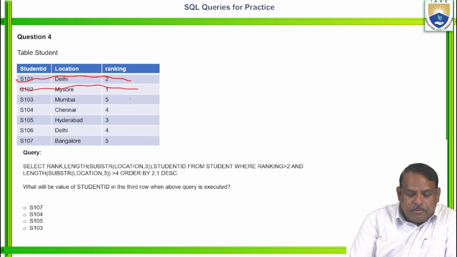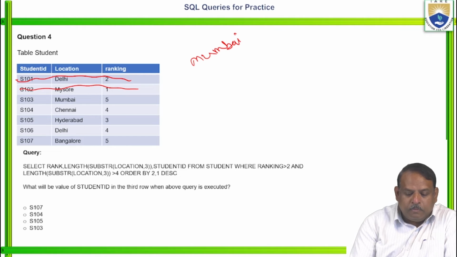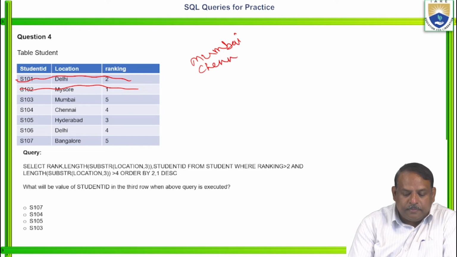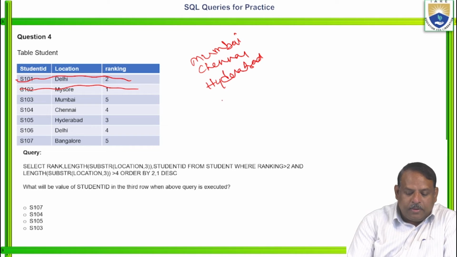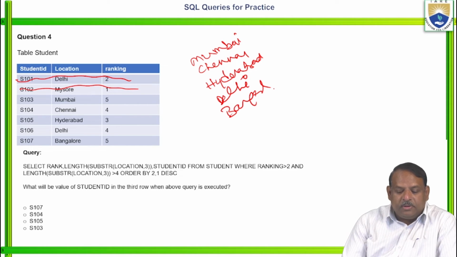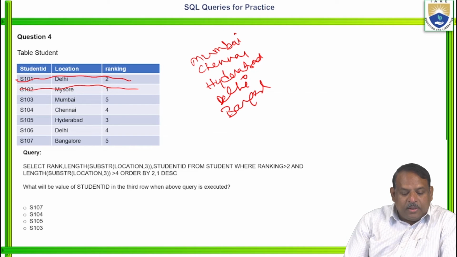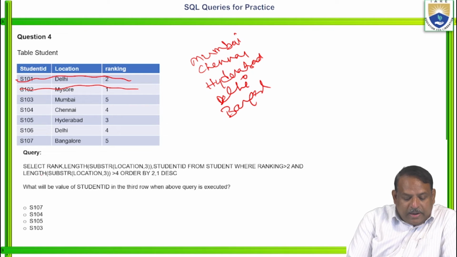Mumbai, Chennai, Hyderabad, then we have Delhi and Bangalore. We have removed Delhi and Mysore because the values are less than 2. Next, also length of substring of location, 3.